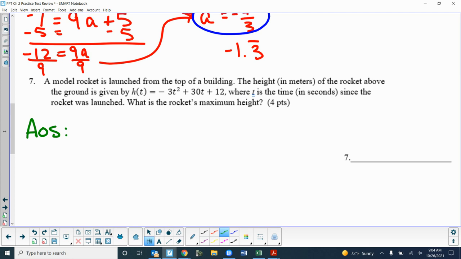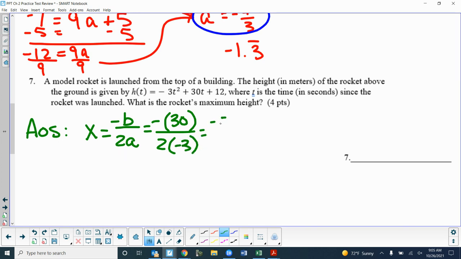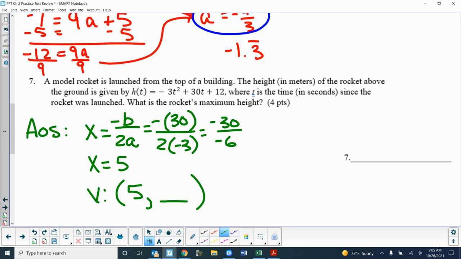Using our x equals negative b over 2a formula. So negative b is 30, over 2 times a, negative 3, is negative 30 divided by negative 6, which is a positive 5, right? But still, I'm not looking for the axis of symmetry, I'm looking for the vertex. The axis of symmetry helps me find the vertex. All right, I know the x value of the vertex, so I'm just plugging it in.